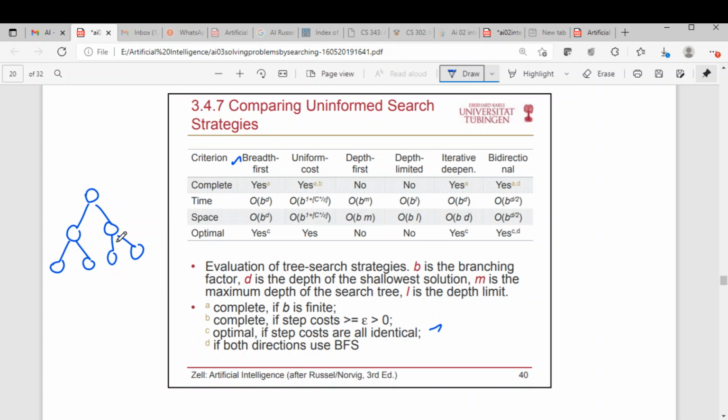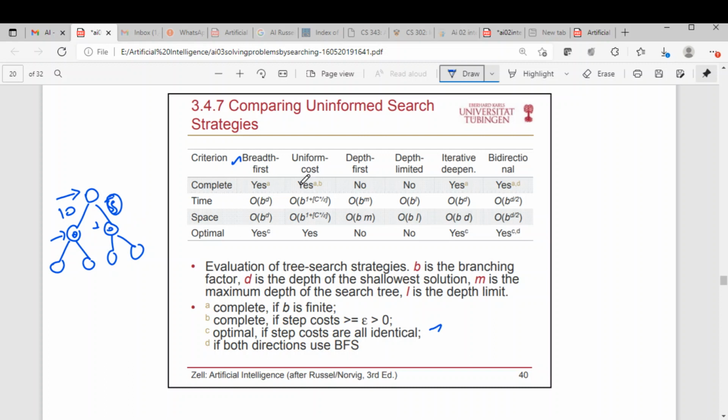Because BFS just follows the order. It first explores this, then this, then this. So for example, if this is a goal state and this is also a goal state, now if the step costs are not identical, say this path is 10, this path is 5, first it will explore this, then it will say this is the goal, but actually this other one is the optimal goal, because it has the lesser path cost. So it is optimal provided all step costs are identical. So this is about breadth first search.